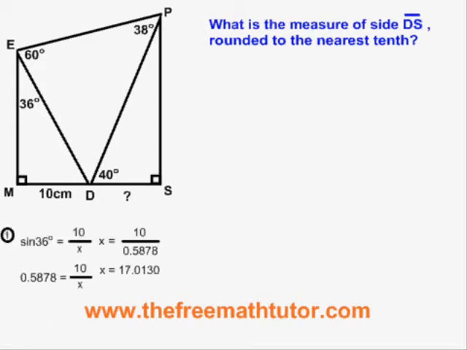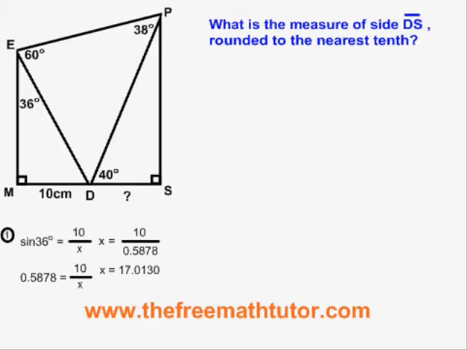Step 1 has us using the SOH formula to solve for side ED, and we get a value of 17.0130 centimeters if rounded to 4 decimal places. Now that we know side ED, we are able to move into the second triangle, triangle DEP. This is not a right triangle, so it is therefore a sine law or cosine law situation. And we are set up to use sine law.